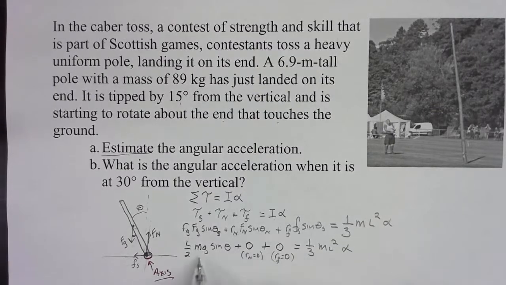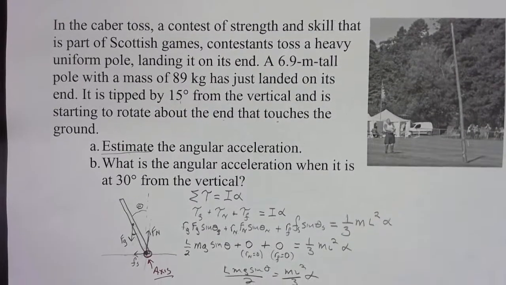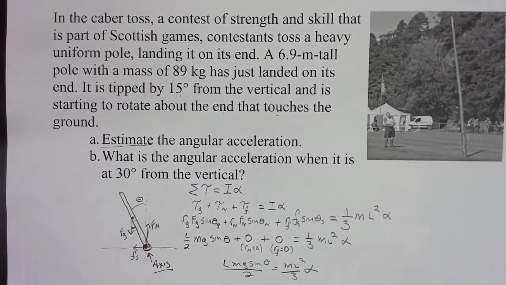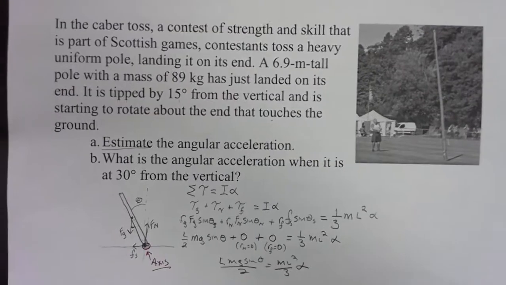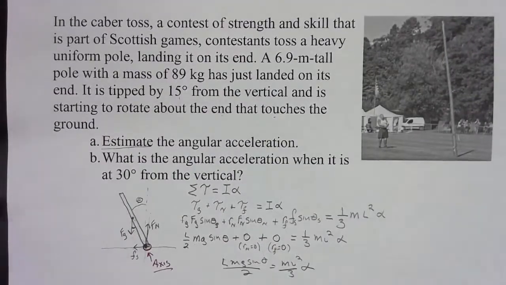All right, looks like we've got some pretty simple stuff here. I got some space. We'll do one more line. Here we got L mg sine theta over 2 is going to equal ml squared over 3 alpha.